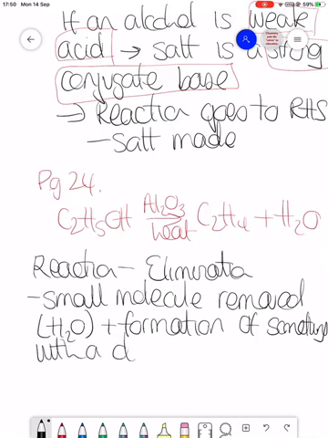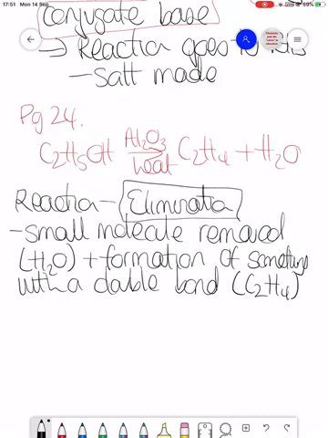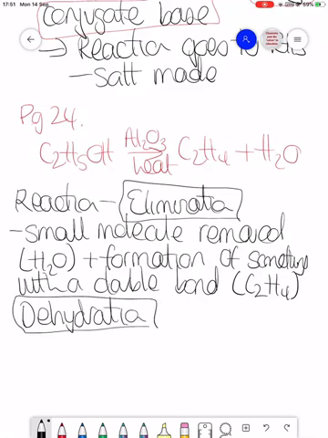Which in this case is the ethene. So that's how you know it's elimination. There is no subtraction in chemistry, so instead of subtraction we use the word elimination. So you can call it elimination in an answer if you have to describe it, or you can call it dehydration, because that's what's happening. You're dehydrating the ethanol to get ethene.